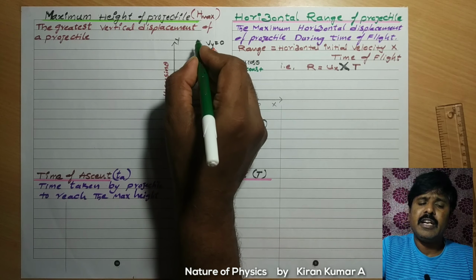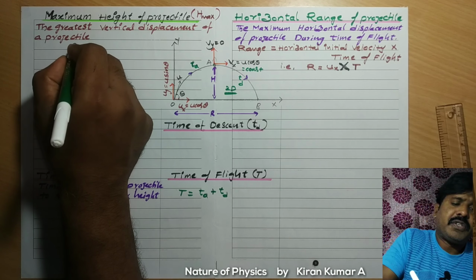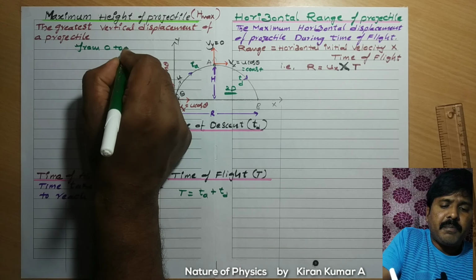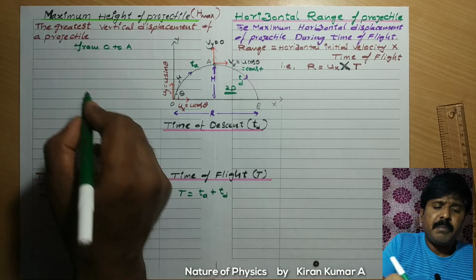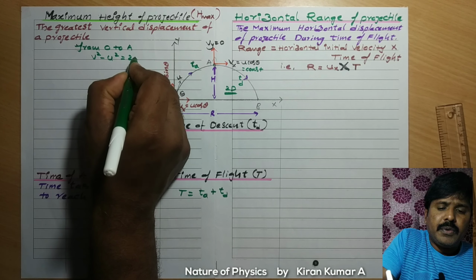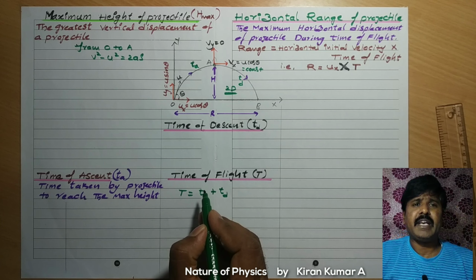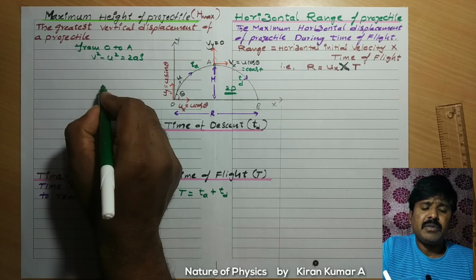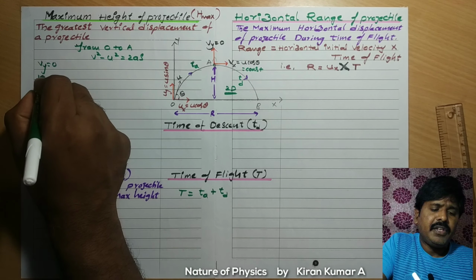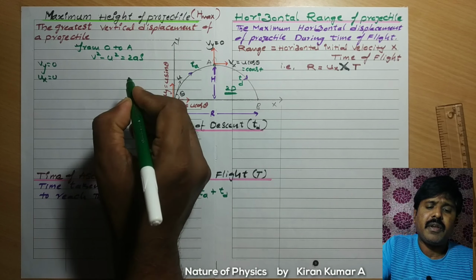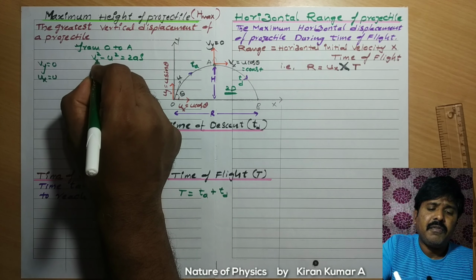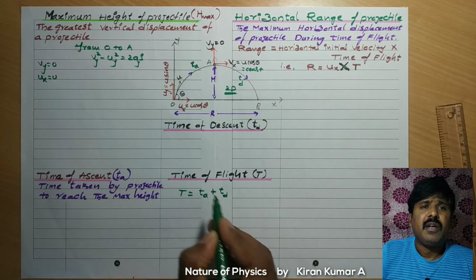The greatest vertical displacement of the projectile, from where to where, students, here we can write from the point O to point A, considering. Okay, so the best equation is v square minus u square is equal to 2as for determination of the maximum height, students. So the given values I am writing here. So final velocity Vy is equal to 0 and initial velocity Uy, here it is completely upward direction motion, so we have to consider Vy, Uy and also Ay, students.